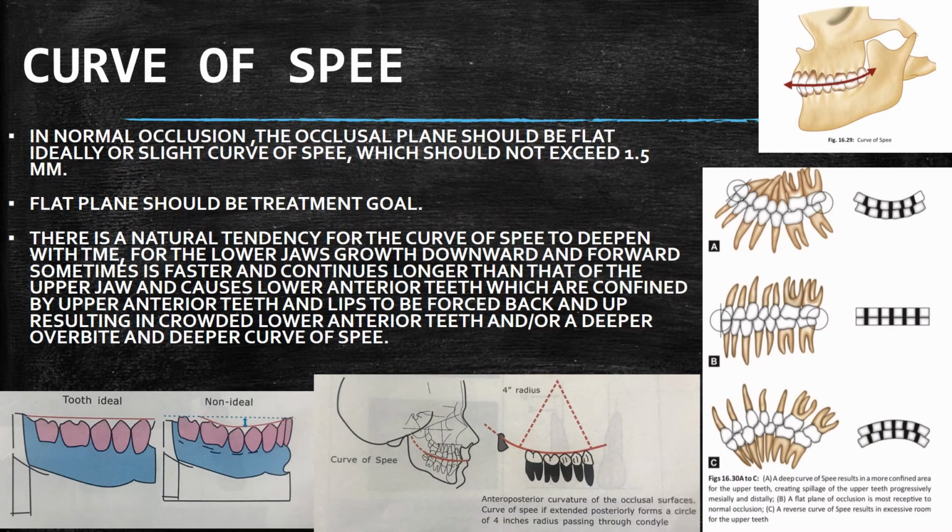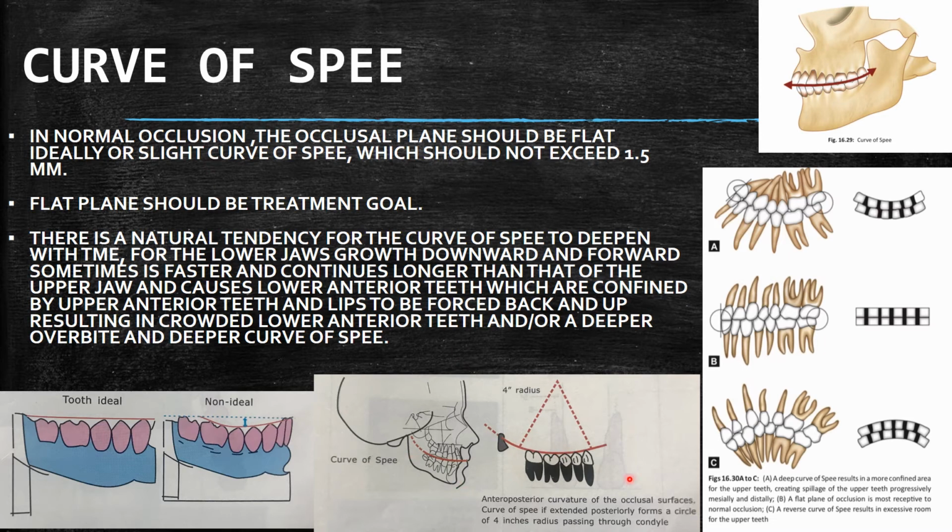Is the curve of Spee. Now, in the normal occlusion, the occlusal plane should be flat, or ideally slightly curved, and it should not exceed 1.5 mm. So what is the curve of Spee? They are the imaginary occlusal planes. So curve of Spee is nothing but this.